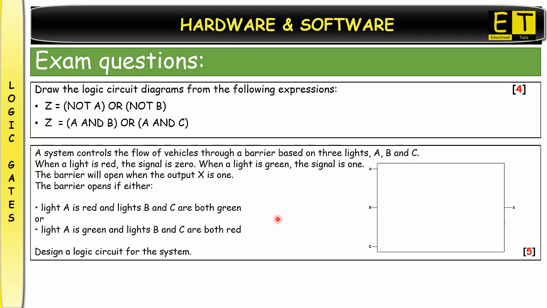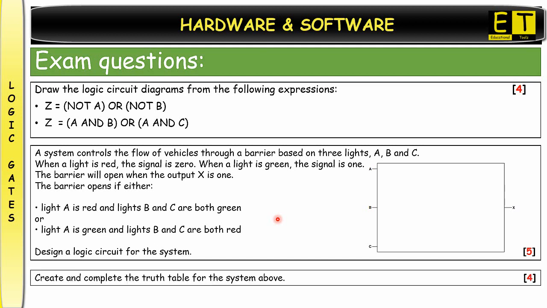A system controls the flow of vehicles through a barrier based on 3 lights, A, B and C. When a light is red, the signal is 0. When a light is green, the signal is 1. The barrier will open when the output is 1. The barrier opens if either light A is red and light B and C are both green, or light A is green and light B and C are both red. Design a logic circuit for the system. Create and complete the truth table for the system above.